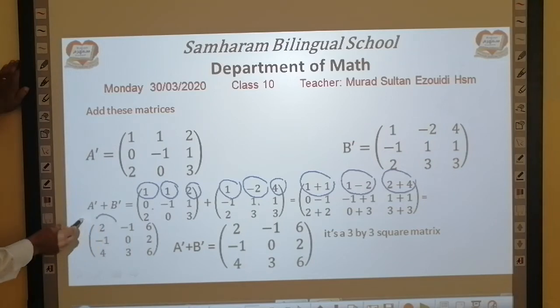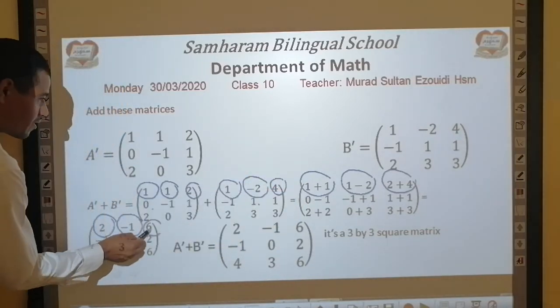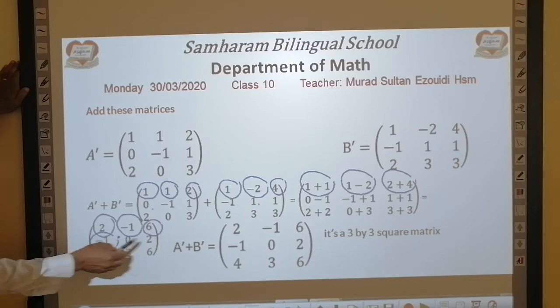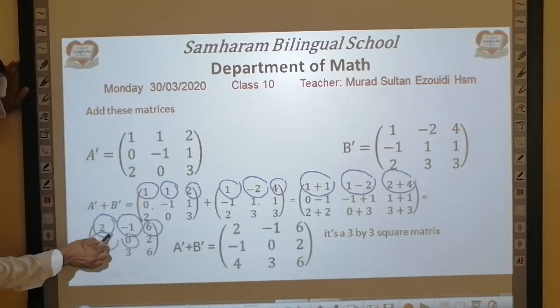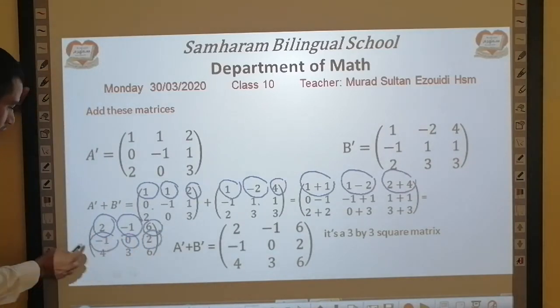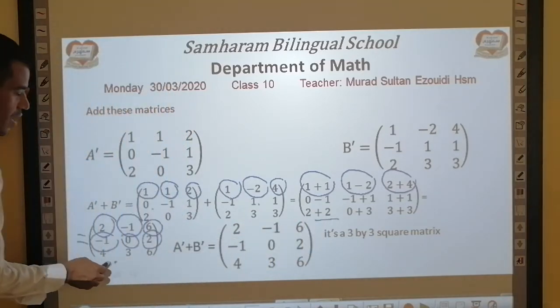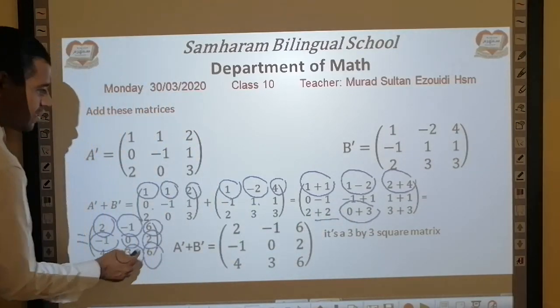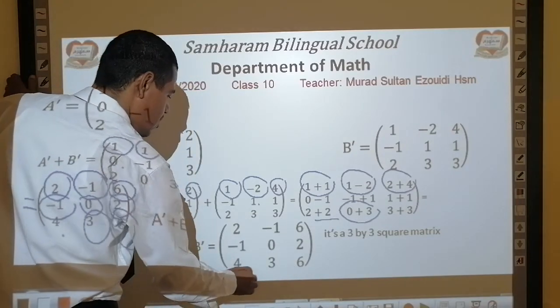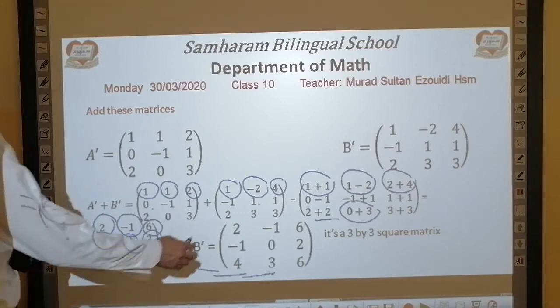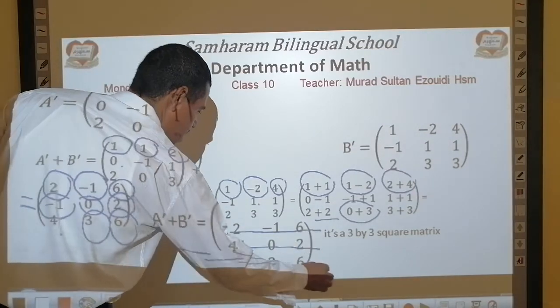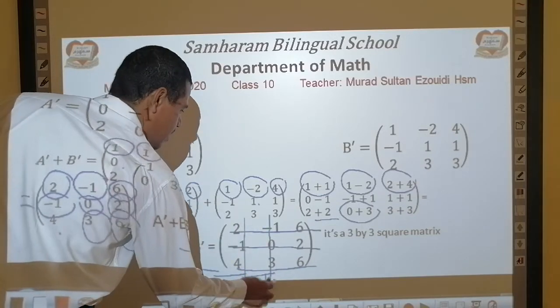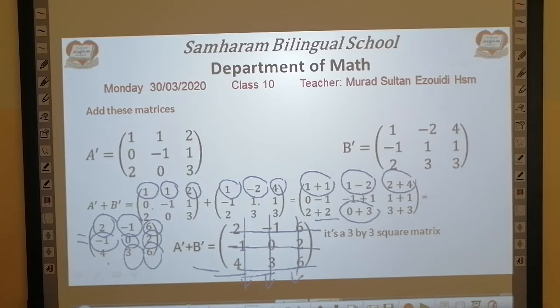1 plus 1 is 2, my kids. 1 minus 2 is minus 1. 2 plus 4 is 6. Then 0 minus 1 is minus 1. Then minus 1 plus 1 is 0, my kids. 1 plus 1 is 2. And this is the equal sign. Then 2 plus 2 is 4, here is 4. And 0 plus 3 is 3. And 3 plus 3 is 6. So this is a square matrix, 3 by 3. Why? Because we have 3 rows by 3 columns. That's why it's written like that.